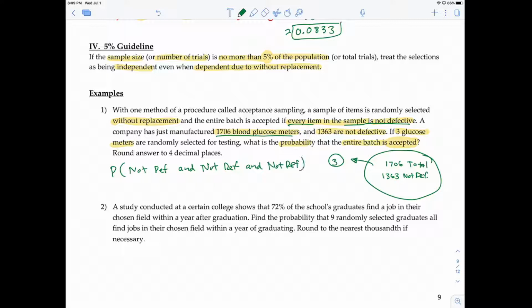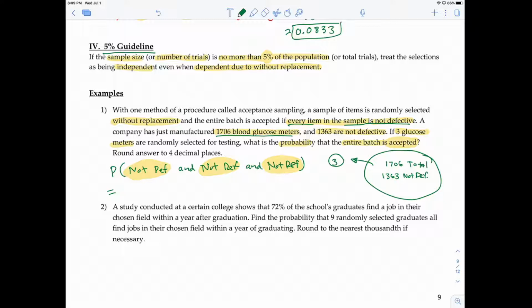So this is a multiplication rule problem where we're going to be multiplying the probability of the first one not being defective times the probability that the second one is not defective times the third one not being defective. And normally we would notice that it's without replacement, which means the probabilities are going to be affected, right? But if we apply the 5% guideline, we can avoid that complicated math.